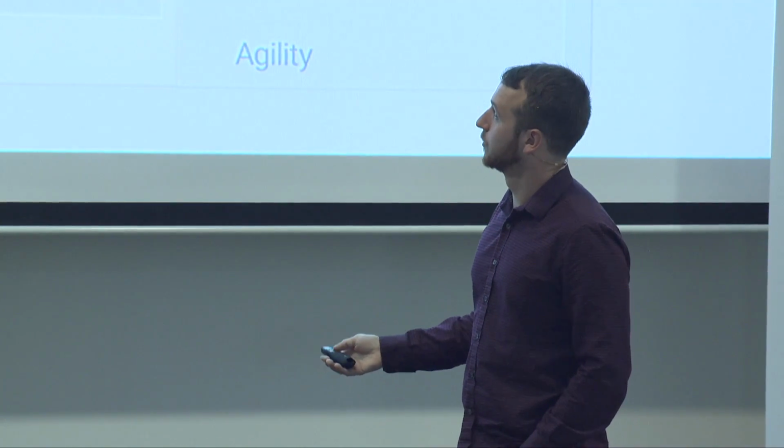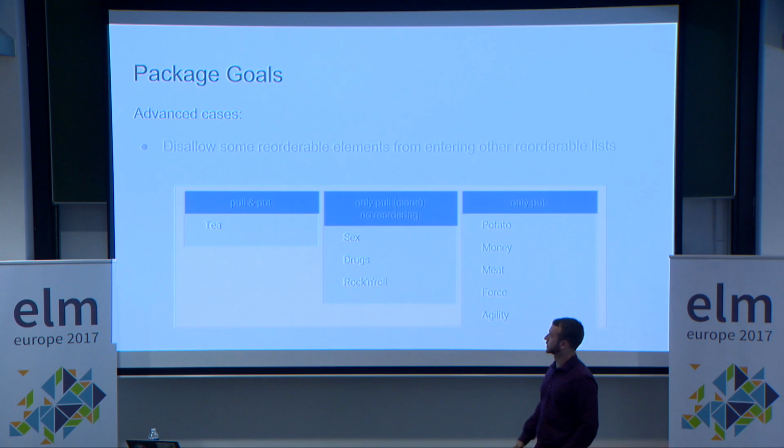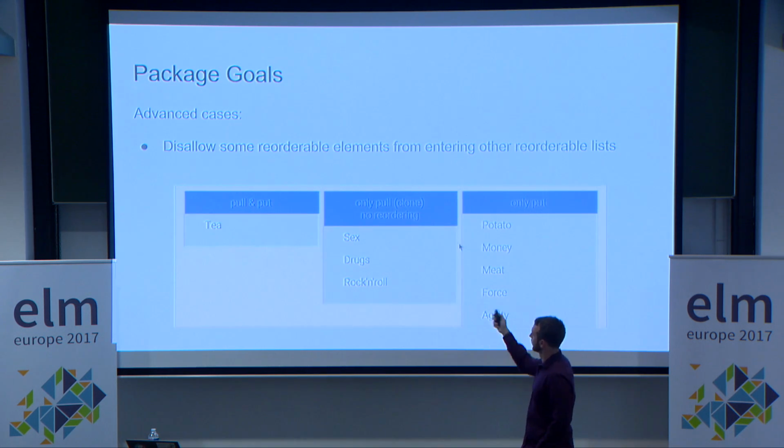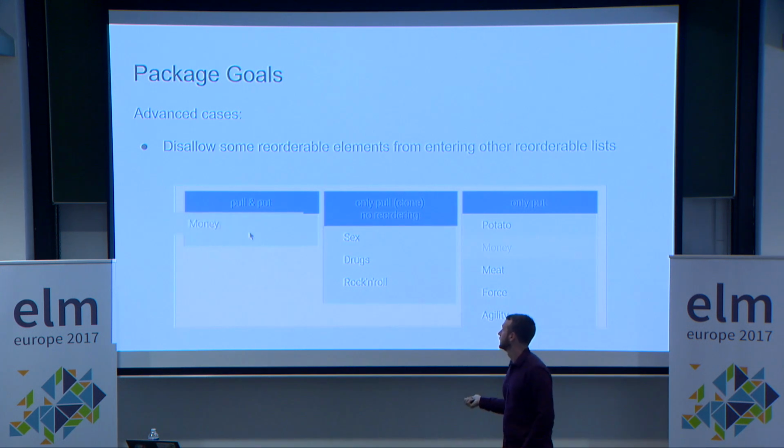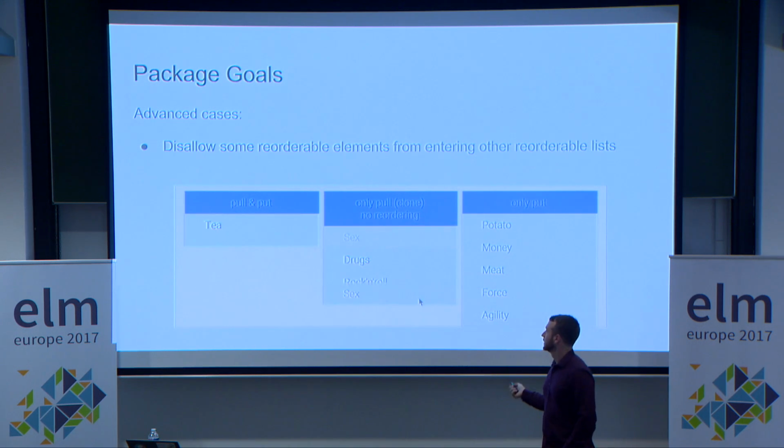But then we also have a more advanced case, which is, what if we disallowed some of these reorderable elements from entering other lists? And so this is an example from a JavaScript sortable library, where in one list we can pull and put pieces, in one we can only pull but we can't reorder, and in one we can only put them. This might be your use case. I'm not sure exactly if this would be like fruits.com, but it'd be for some site.